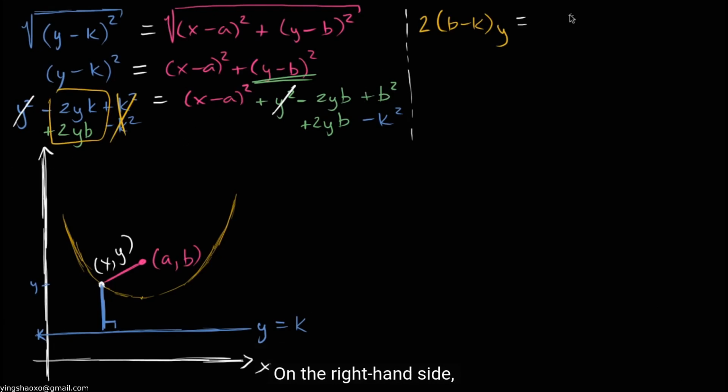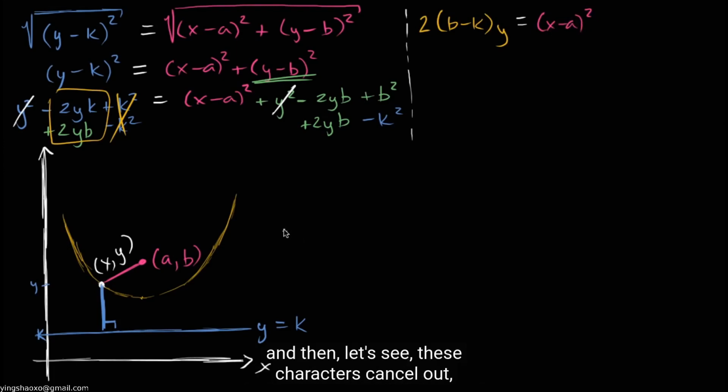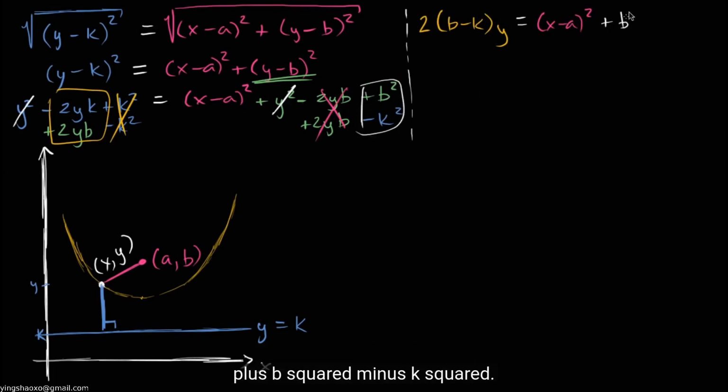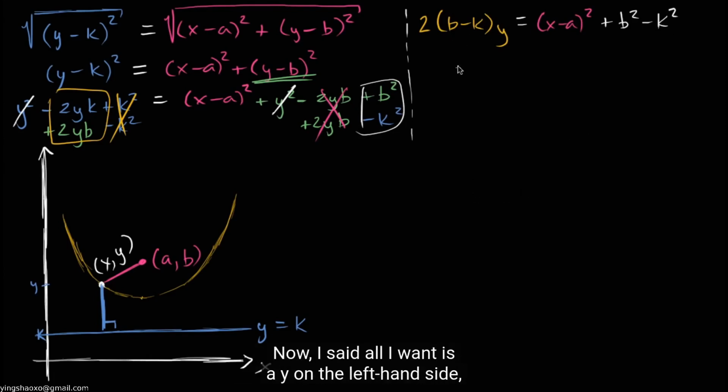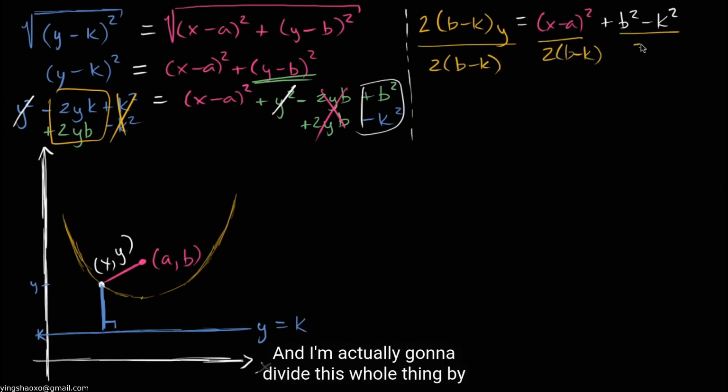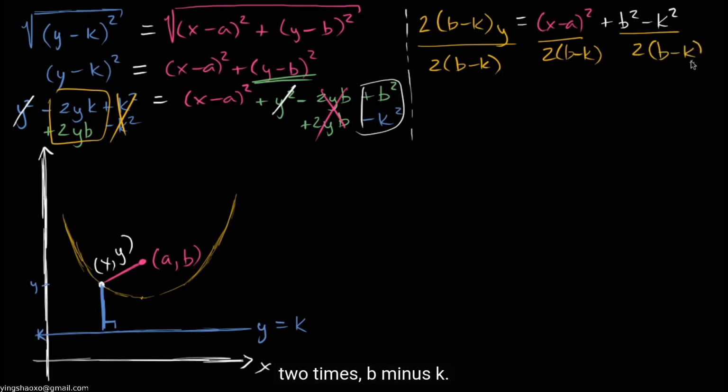On the right-hand side, you have x minus a squared. And then, let's see, these characters cancel out, and you're left with b squared minus k. These two are going to be b squared minus k squared plus b squared minus k squared. Now, I said all I want is a y on the left-hand side. So let's divide everything by 2 times b minus k.